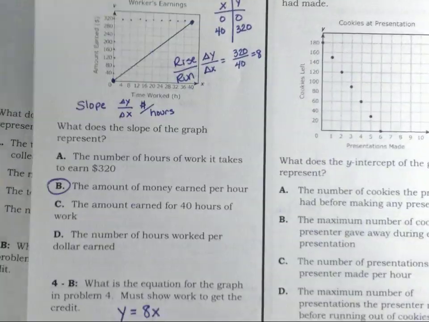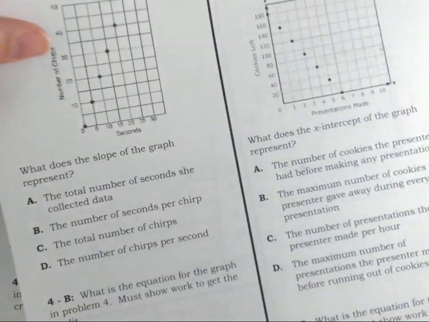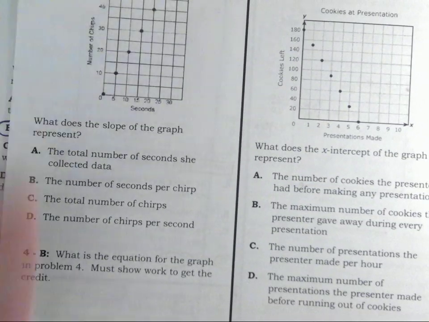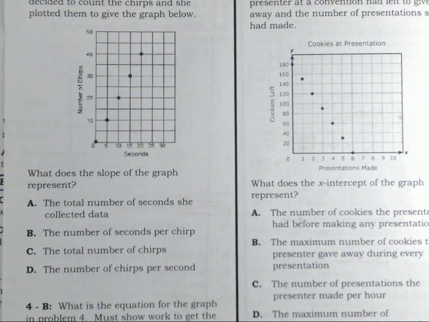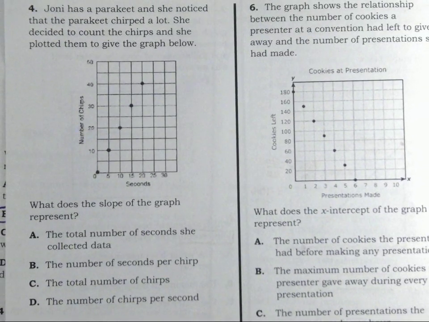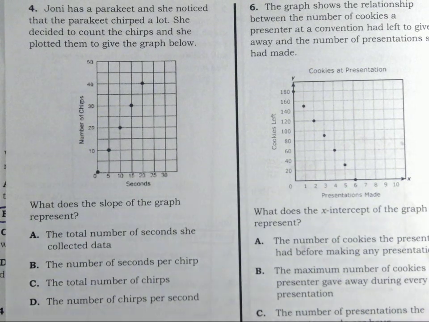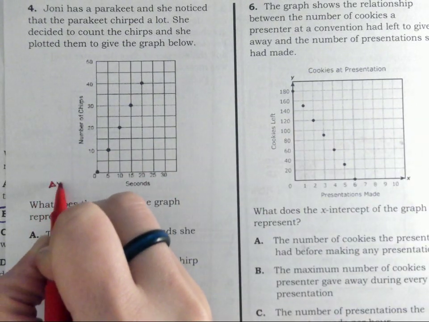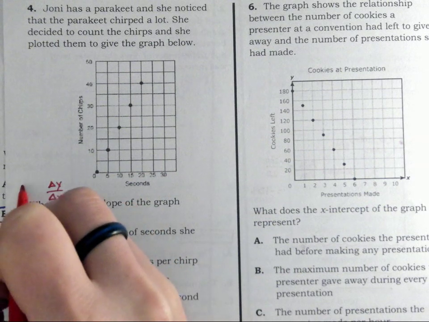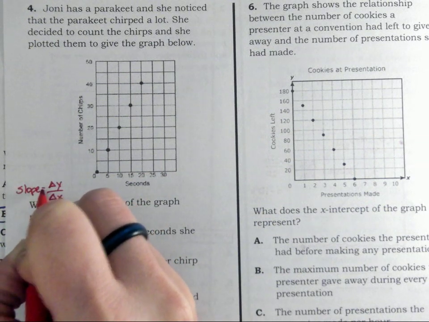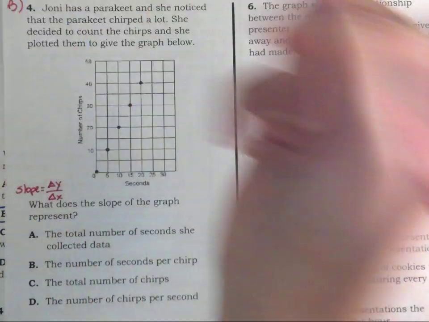All right, version B. Joni has a parakeet, and she noticed that the parakeet chirped a lot. She decided to count the chirps, and she plotted them to give the graph below. What does the slope of the graph represent? So slope is change in y over change in x. Okay, this is version B.